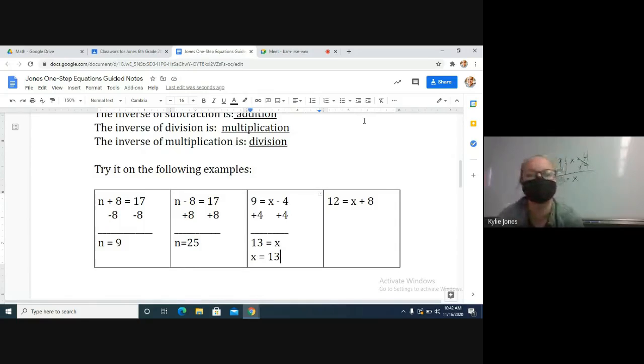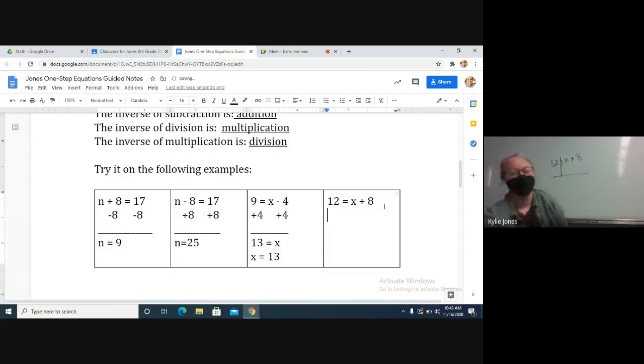All right, let's do this last one. We have a second page to work on though. Very similar, it's just the multiplying and dividing part of it instead of adding and subtracting. So we have 12 equals x plus 8. We would draw our upside down t.